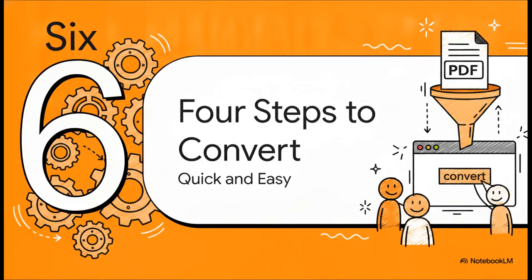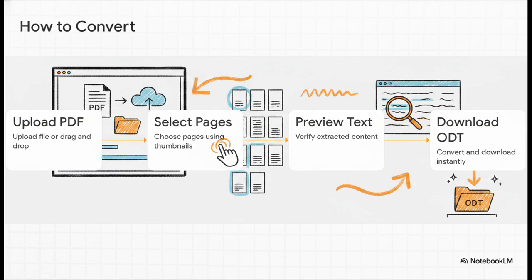Okay, bringing it home with Section 6, 4 steps to convert. Let's guide you out of the technical weeds and show you just how user-friendly this practical application actually is. Here's how simple this is in practice. Step 1, you literally just click or drag to upload your PDF. Step 2 is fantastic. The tool generates visual thumbnails of every single page. You can just click the specific pages you actually need to convert, which saves you from processing a bunch of irrelevant pages. Step 3, you can preview the extracted text right there on the screen to verify the quality before you even commit. And Step 4, you just hit Convert to ODT and instantly download your editable file.